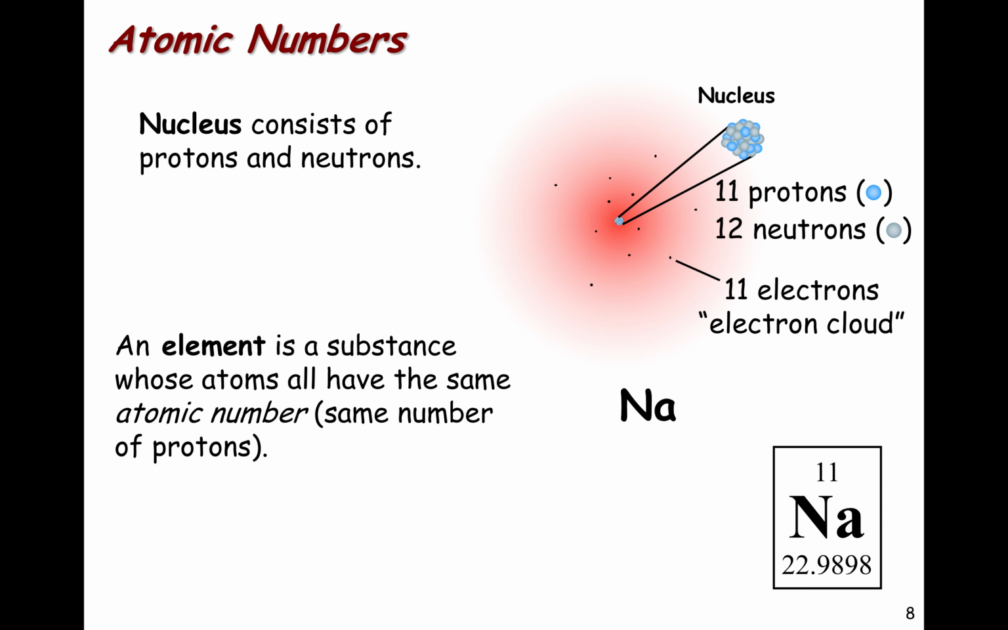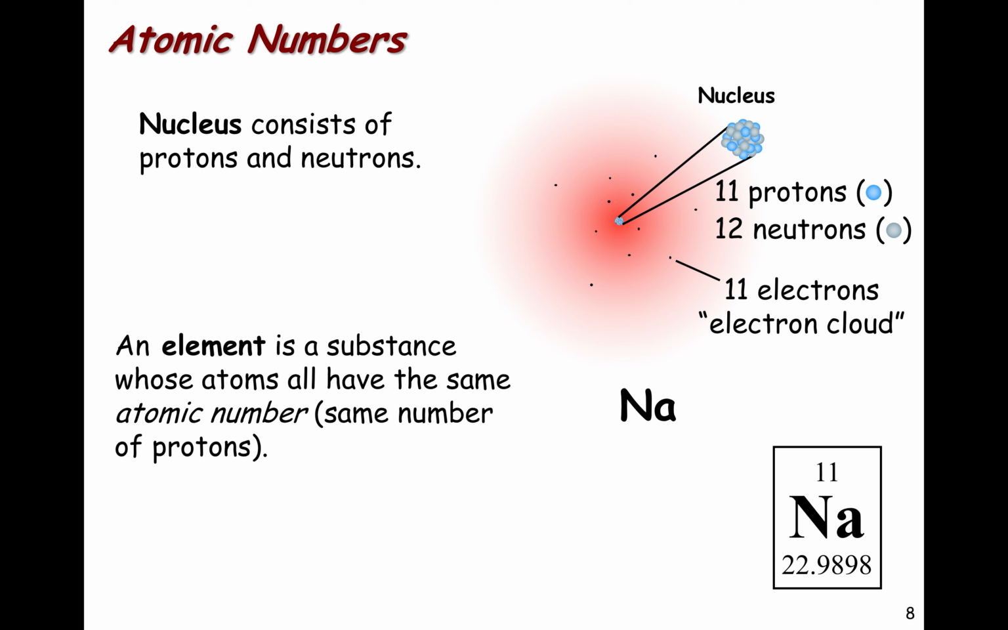It turns out then that on the periodic table, we represent all the different elements with an atomic symbol. This is typically a 1 or 2 letter symbol. The first letter is always capitalized. If there are 2 letters, the second letter is always lowercase. And so in this particular case, the atomic symbol for sodium is Na, coming from the Latin name natrium.